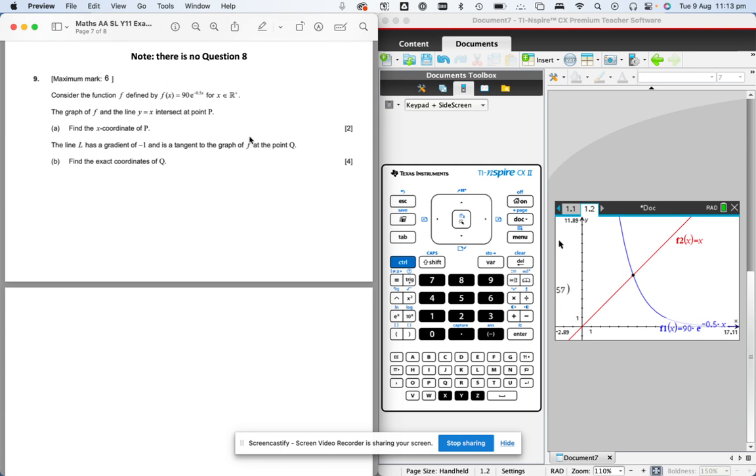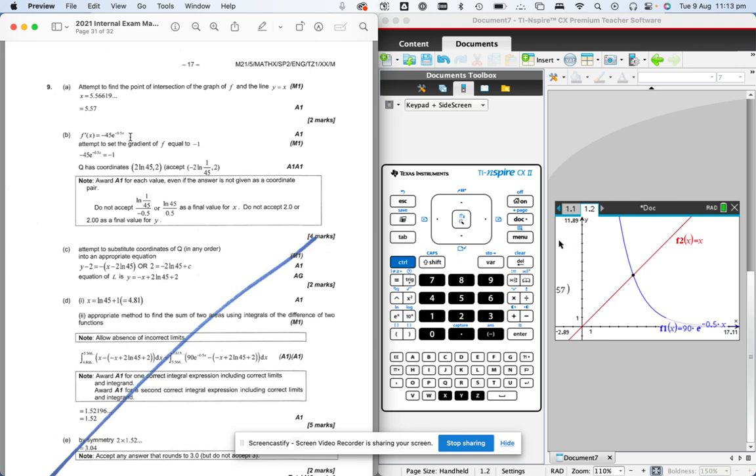Well, if the gradient is -1 at the point Q, then that means that we need to find the derivative of f in order to solve it. So again, I just wanted to show you that there's not a lot of calculator usage that you can do here, even though it feels very calculatory. You find the derivative, so using the onion rule, using the chain rule.